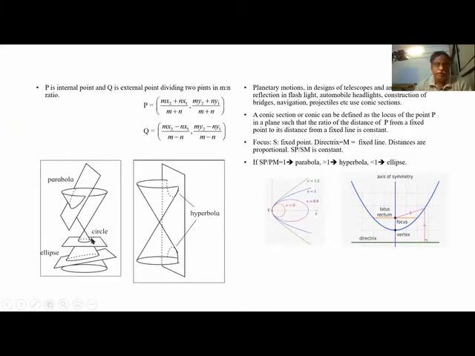If you cut horizontally, you get a circle. If you cut obliquely, you get an ellipse. In the oblique case, we are not parallel to the side surface. If the oblique plane is parallel to the side surface, we get a parabola. So these are different shapes. Let us see.